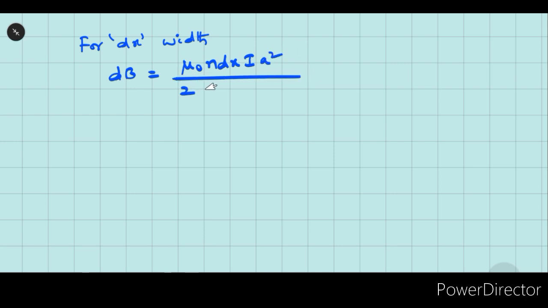So we can write for dx width, the magnetic field can be expressed as mu naught into n into dx into I into a square divided by 2 into r minus x whole square plus a square whole to the power of 3 by 2.